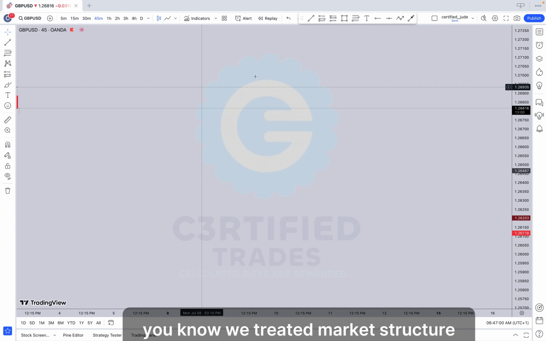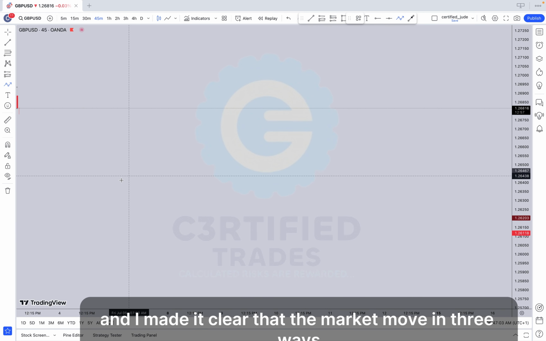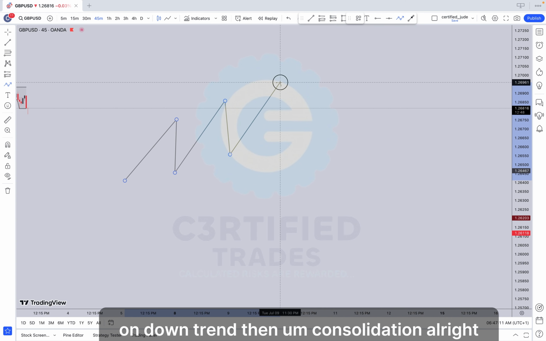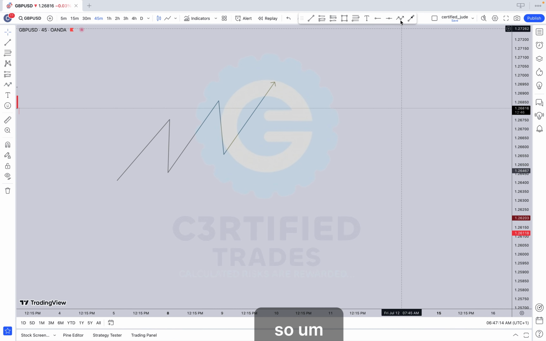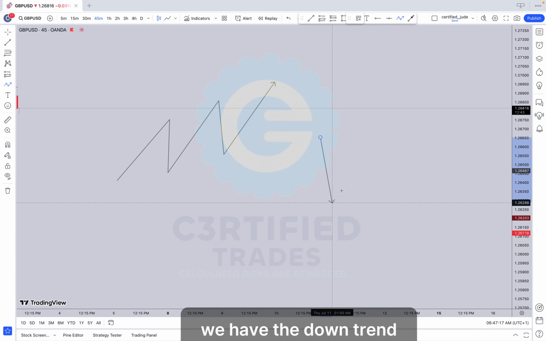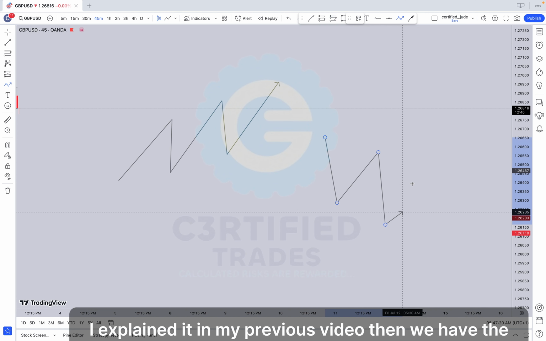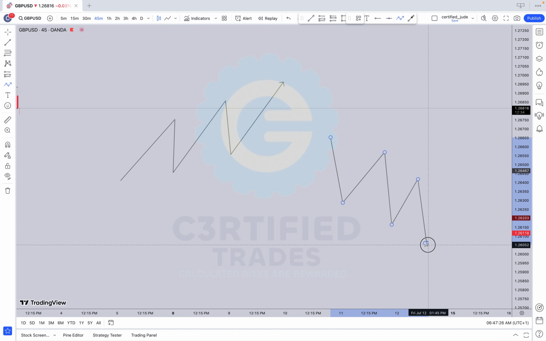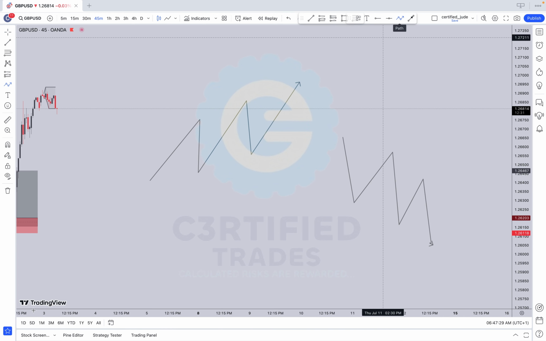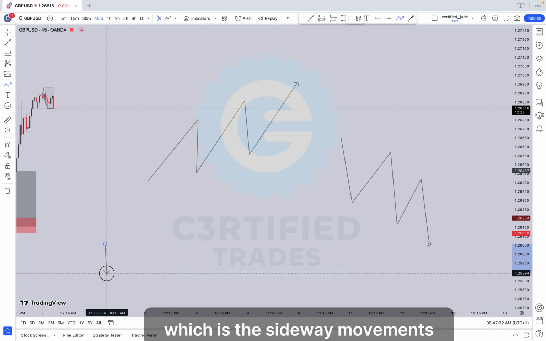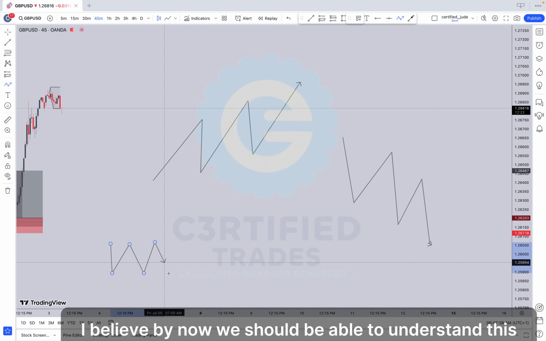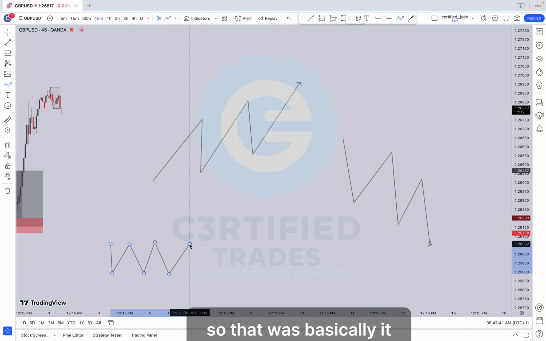We treated market structure, and I made it clear that the market moves in three ways: uptrend, downtrend, then consolidation. So we have the downtrend, which I explained in my previous video. Then we have the consolidation, which is the sideways movement. I believe by now we should be able to understand this. So that's basically it.